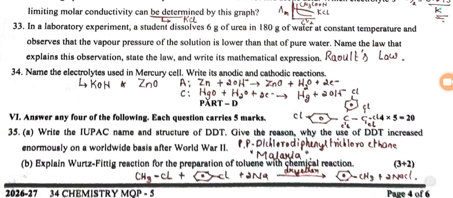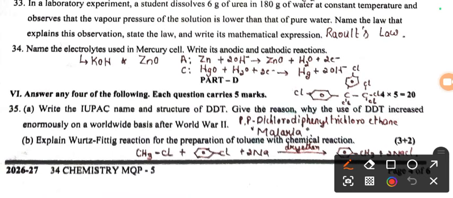Very expected question. 34th question: name the electrolyte used in the mercury cell, KOH and ZnO, and the anodic and cathodic reactions I have written, you can refer.